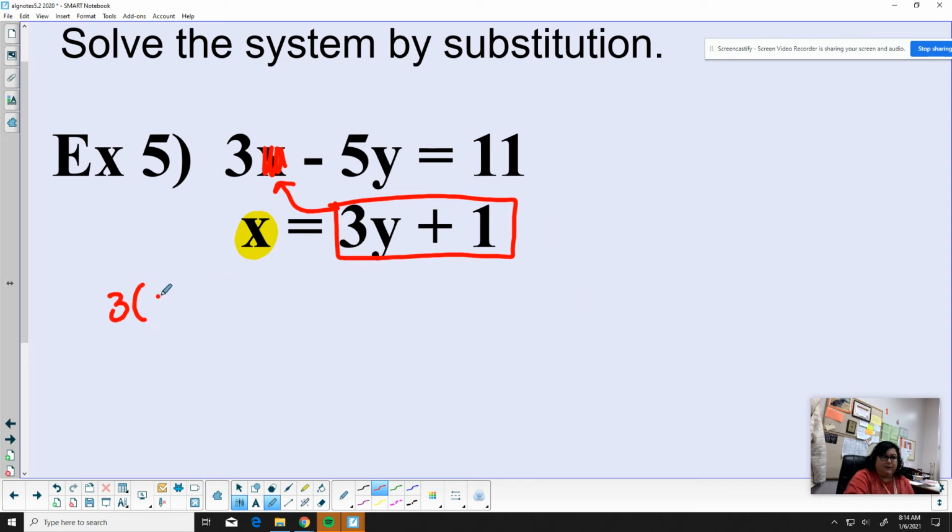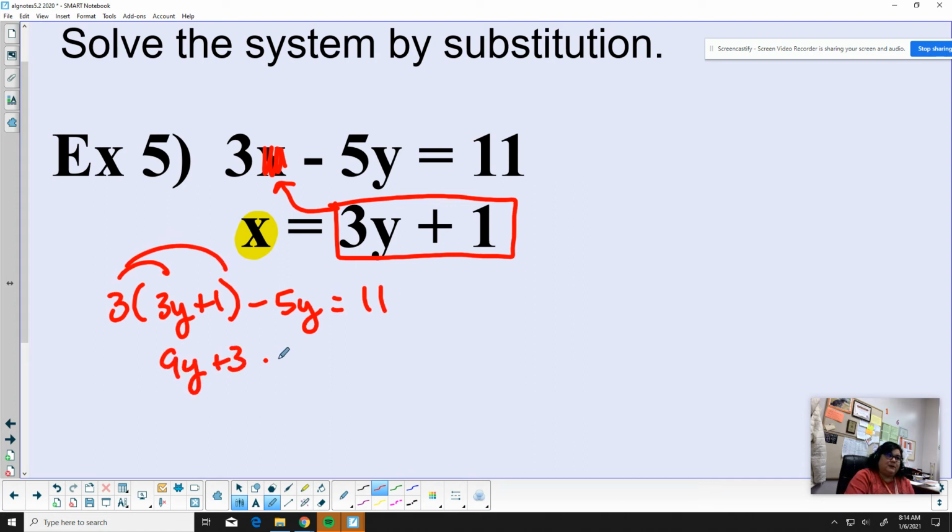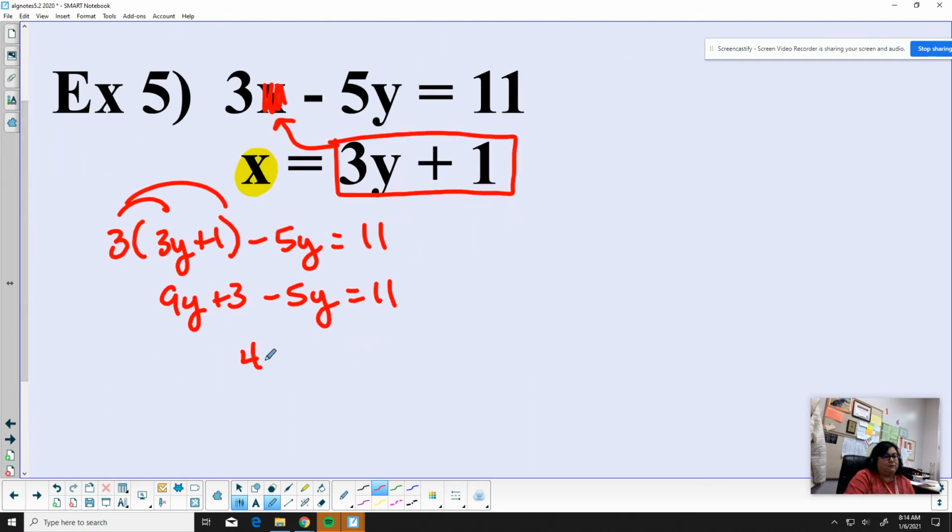So 3 times (3y plus 1) minus 5y equals 11. So we're going to distribute. So 9y plus 3 minus 5y equals 11. So that's 4y when I combine like terms, the two y's. Then I subtract 3 from both sides, which gives 8, and divide by 4.